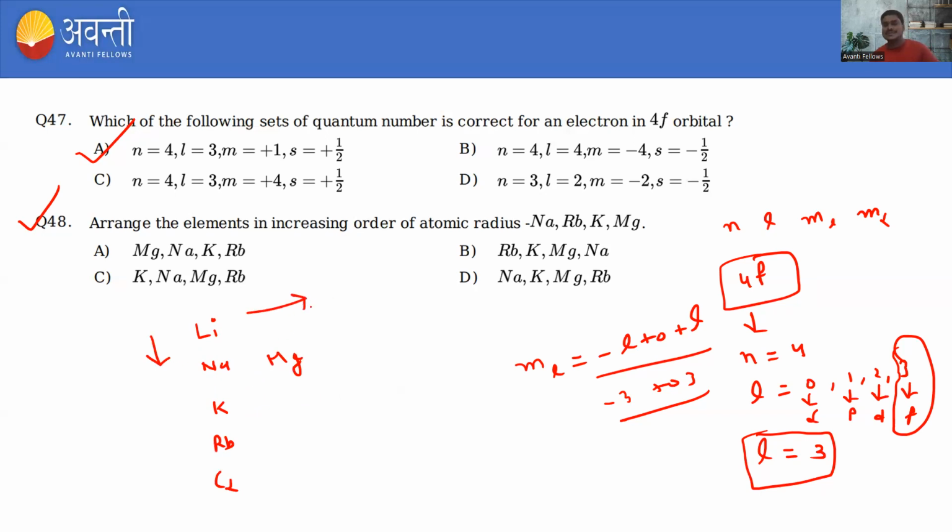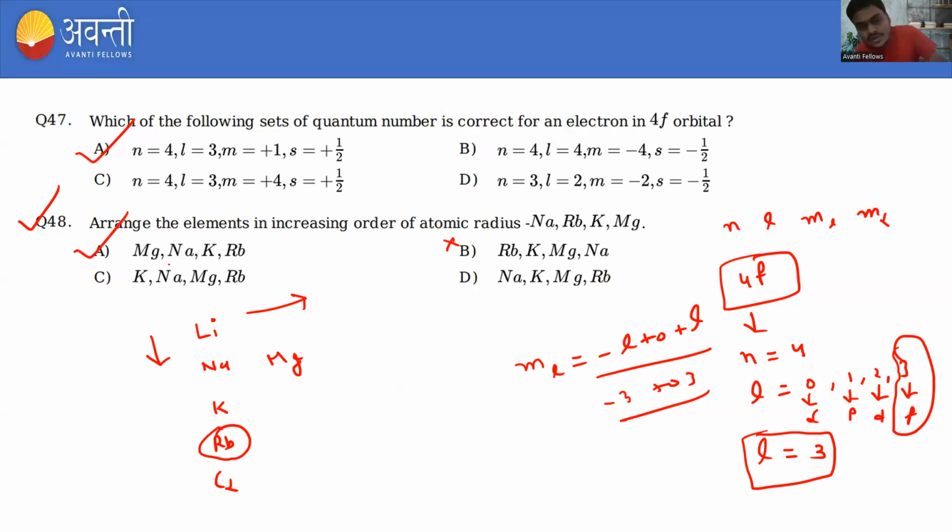So if I'm talking about the size, when you move down the group, size increases, and when we move from left to right, size decreases. So out of these, the one having the largest size is rubidium, right? So rubidium is the largest. All three options contain rubidium except B, so just neglect this. After rubidium, we have potassium, sodium, and lithium.